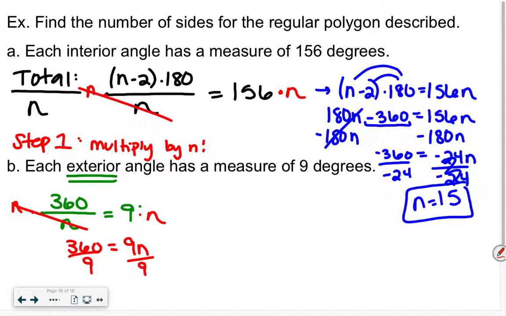So the exterior angle is really, really easy because it gets solved the exact same way as the last time. You just take 360 divided by the number that they give you, and that's going to give you how many sides it has. So what is 360 divided by 9? 40. So that figure would have 40 sides. And those were two separate problems.